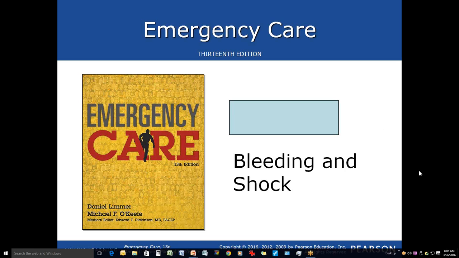We want to be able to control bleeding because if we allow the patient to continue to bleed, they lose blood, and within blood are red cells, and red cells carry oxygen, and lack of the ability to carry oxygen leads to shock, which is inadequate tissue oxygenation, and shock leads to death. So it's kind of a deadly spiral, and when we recognize it, we need to control it with some of the stuff that we're going to talk about.